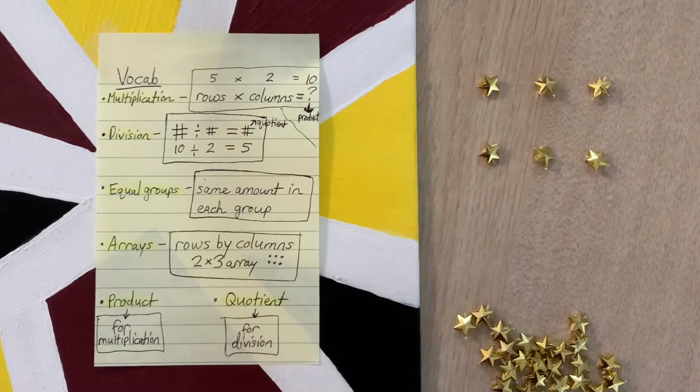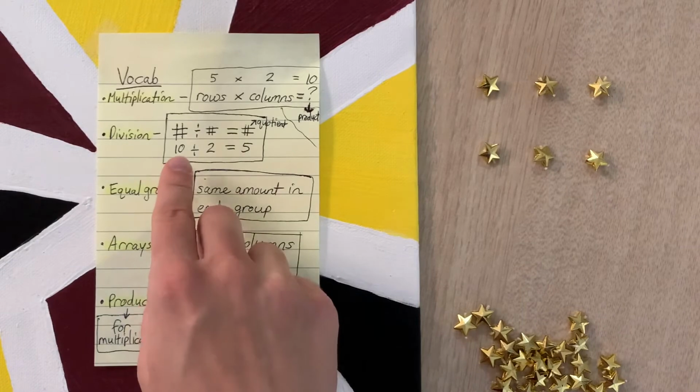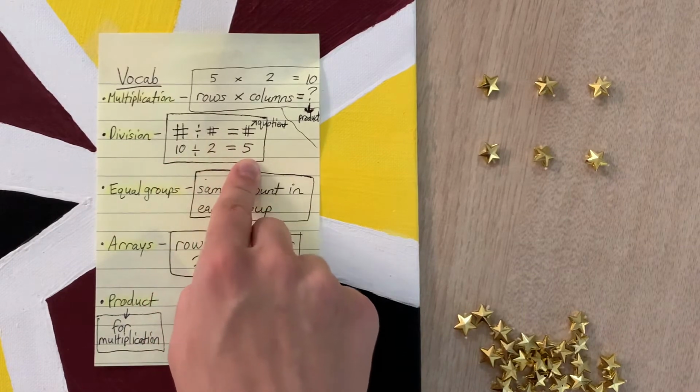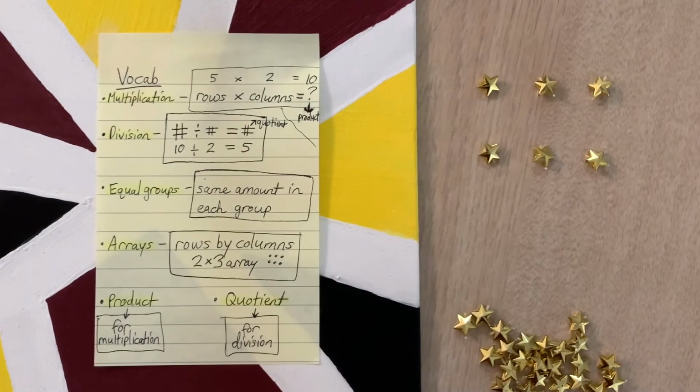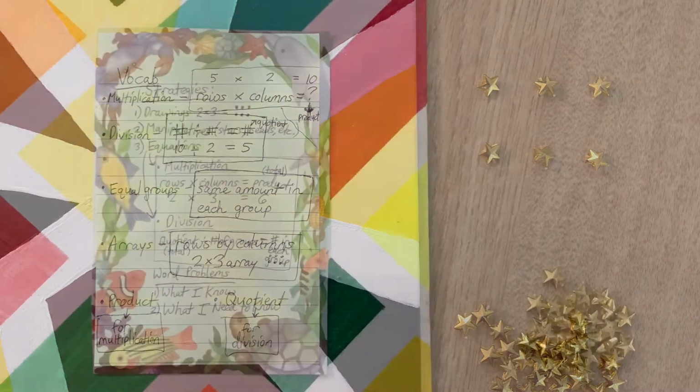10 is our product. And quotient is for division. So quotient could be something like 10 divided by 2 equals 5. 5 is our quotient. So again, product is a term used for multiplication, and quotient is a term used for division. So those are our vocabulary terms.